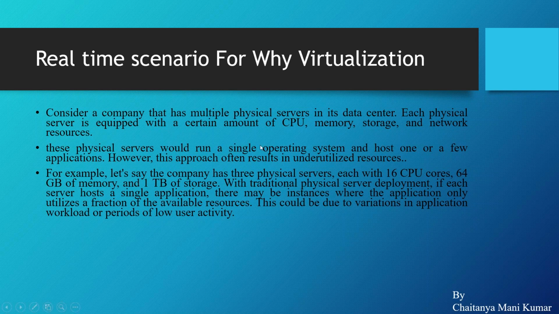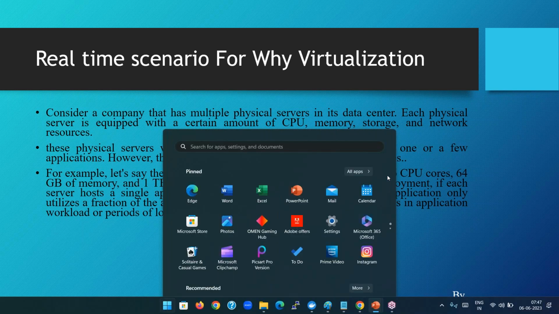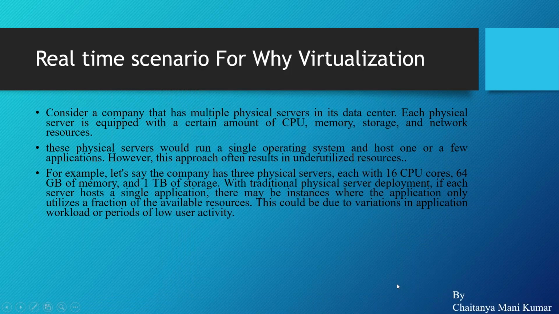These physical servers would run a single operating system. So for every physical server, if you have a computer, even though we could install multiple operating systems on that particular computer, we will be using only a single operating system. Either we will be using Windows 10, Windows 11, or else the Linux operating system. So only a single operating system will be installed and host one or a few applications. Depending upon the operating system and the environment, we can install one or two applications or a few applications. However, this approach often results in the underutilization of resources.